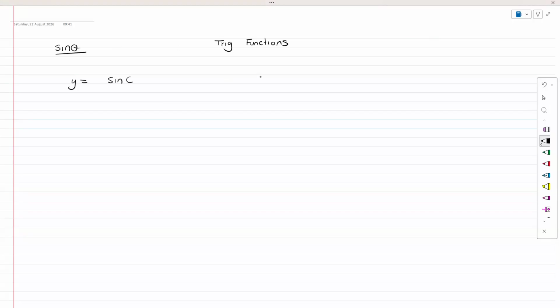Y equals sine theta. Now, guys, I'm going to put a restriction on this: theta is an element of 0 to 360, right? I'm going to put that as a restriction, and we're going to draw it because it's quite simple.